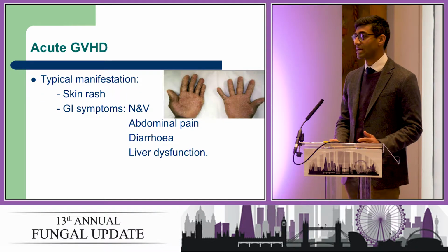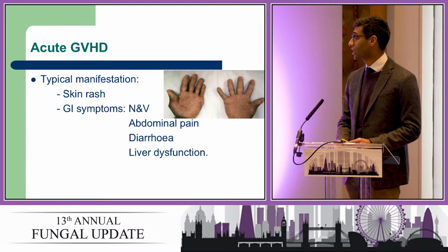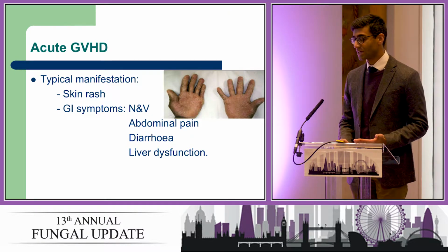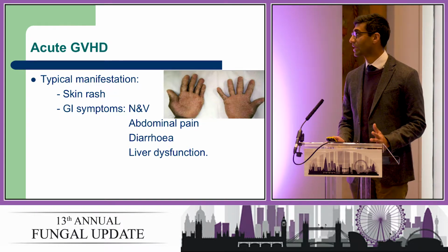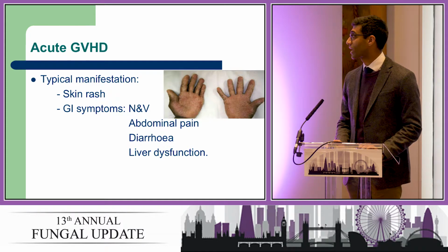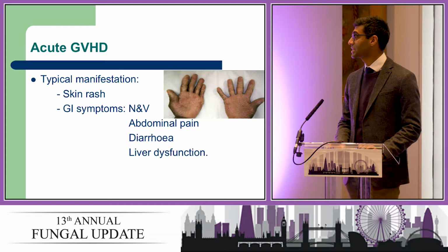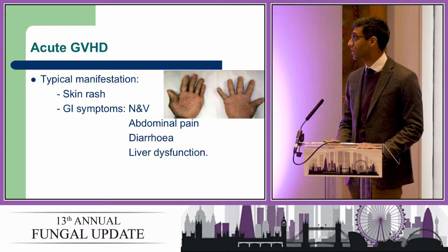So typically, like I said, it affects the skin, where they develop a macular papular rash all over. And also, at the same time, it can affect, in the acute setting, so the first 100 days typically, the GI tract. And these patients will typically present with nausea and vomiting, abdominal pain, diarrhea, and potentially liver dysfunction. And we'll touch upon that a bit later.